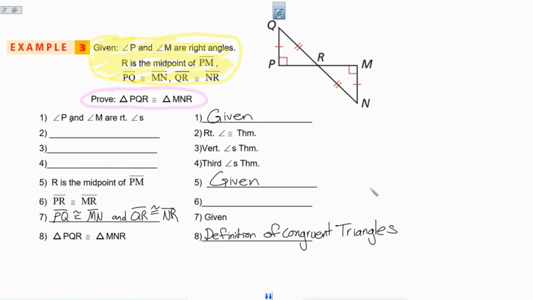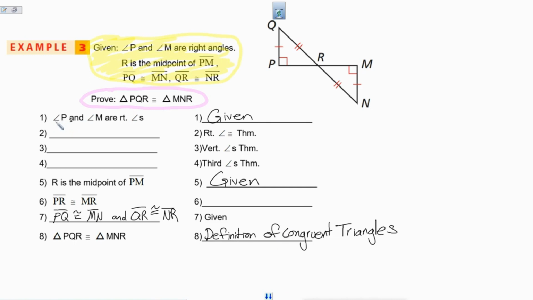And that will be what you have every time. So, I already filled in half of my proof and didn't work through the other things. You can get half of your points by filling in your given information and putting down your last step as definition of congruent triangles. Now, we're going to go back and look at what we have.